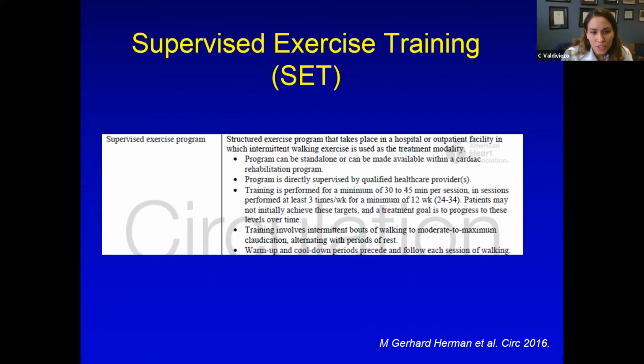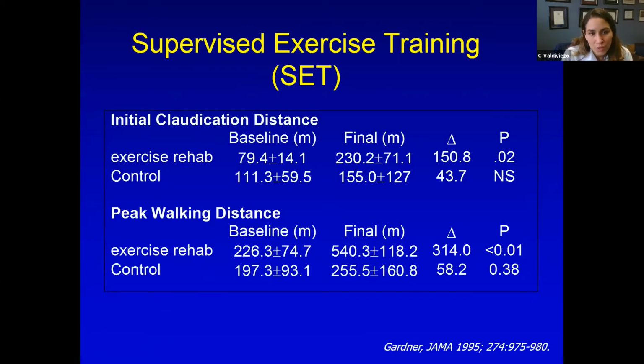Patients may not initially achieve these targets, and a treatment goal is to progress to these levels over time. Training involves intermittent bouts of walking to moderate to maximum claudication, alternating with periods of rest. Warm-up and cool-down periods precede and follow each session of walking. So these are the official recommendations of how a supervised exercise program should look. And they do, of course, exist. The problem is that it's still often not reimbursed. That may be a limitation for patients really participating in a supervised program.